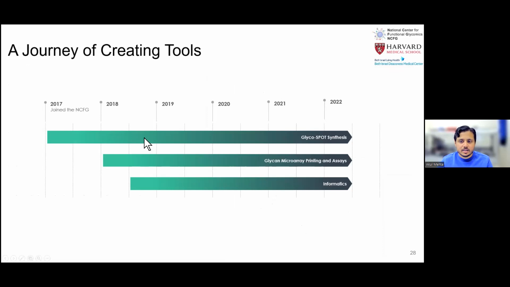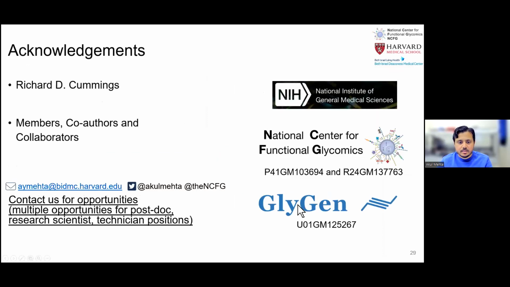I started off with glycospot synthesis, but I've also moved on to Glycan microarray printing and assays, and also now informatics. And lastly, I would like to acknowledge the people involved, specifically my PI, Dr. Richard Cummings. He's been an excellent mentor and he's very patient as well, which was very helpful in developing these tools. All the members of the Cummings Lab and the NCFG and the co-authors and collaborators who I've worked with for all these projects. The funding from various sources.